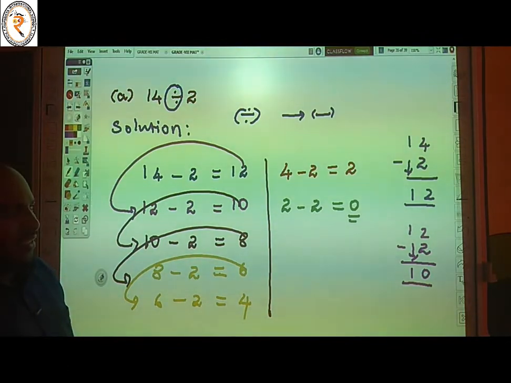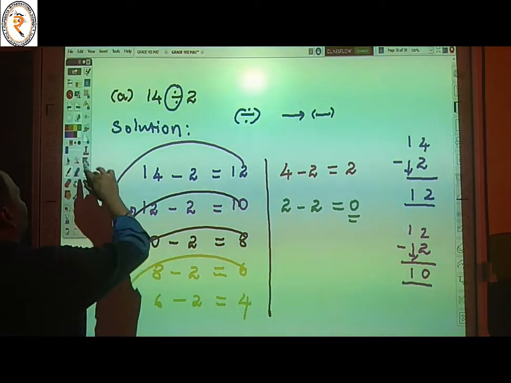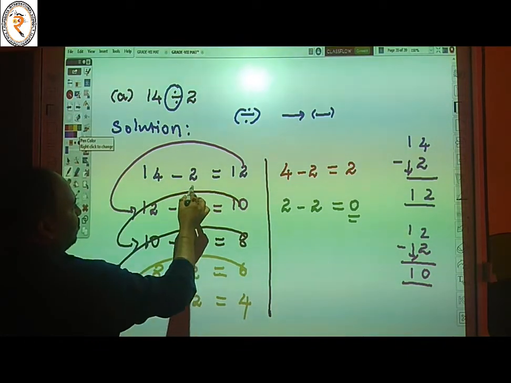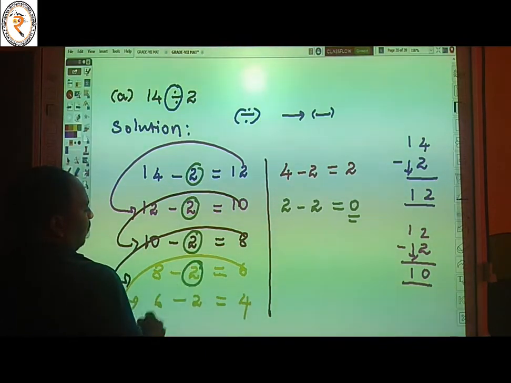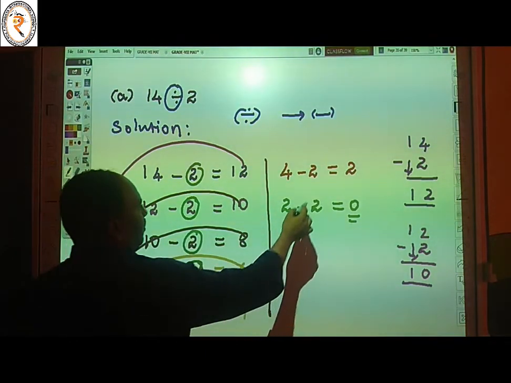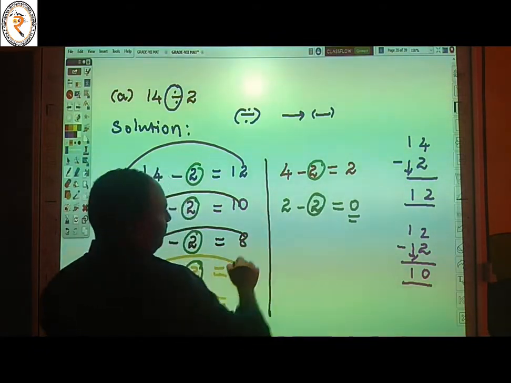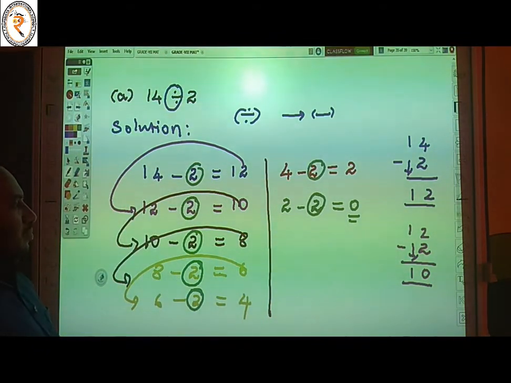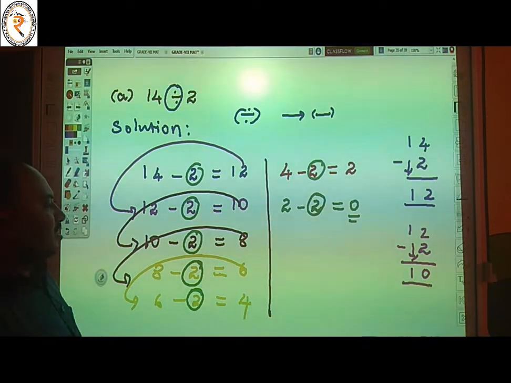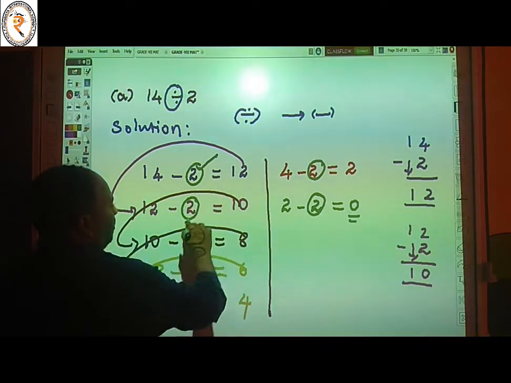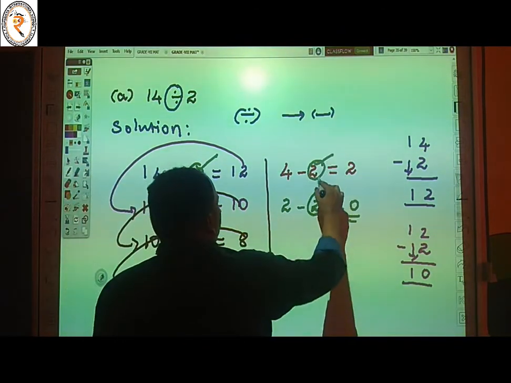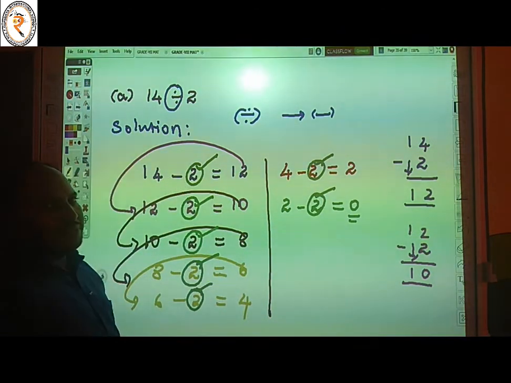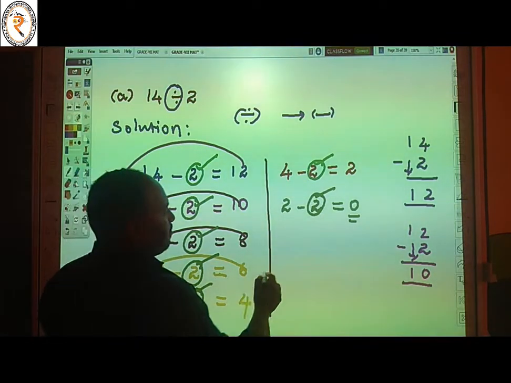That is a remainder. Listen here. How many 2s are there? 1, 2, 3, 4, 5, 6, 7. We have 7 2s. That means we subtract 2 seven times. So we subtracted 2 from 14.